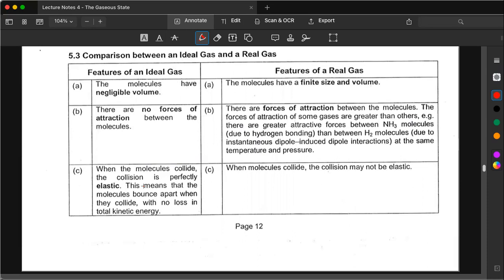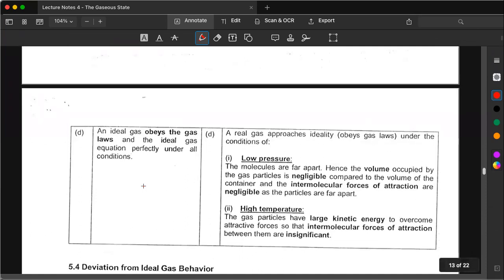Now, when the molecules collide in an ideal gas, the collision is elastic. So the molecules just bounce apart with no loss in kinetic energy. But in a real gas, this is not the case. The collision will not be elastic, actually. Next, an ideal gas obeys the gas law and the ideal gas equation perfectly well, but a real gas does not.